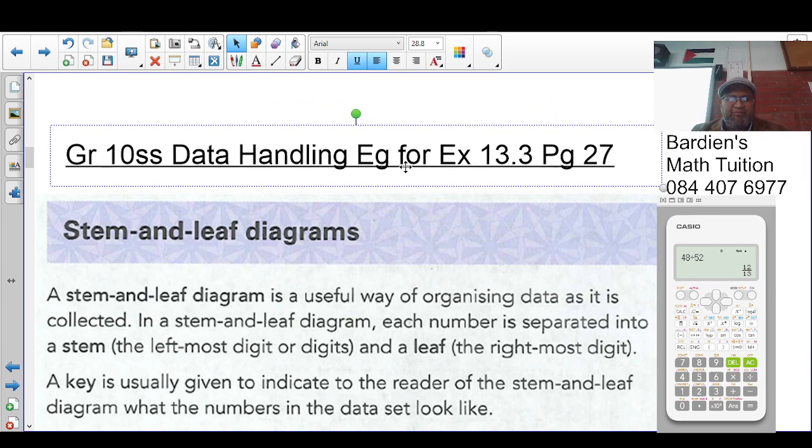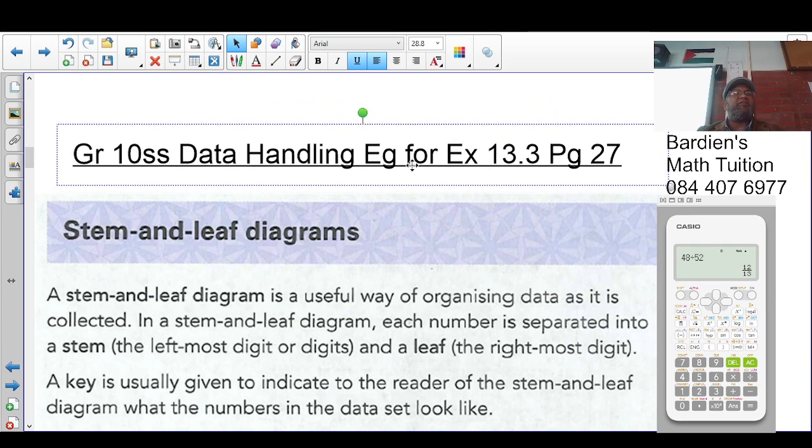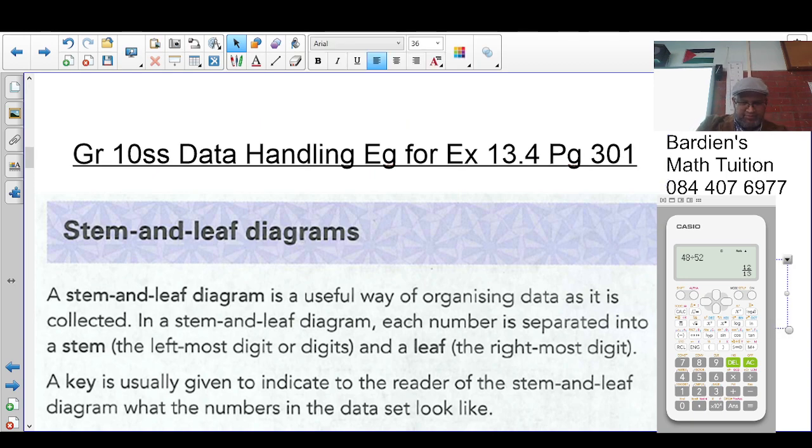So this was the examples for exercise 13.4. Is that correct? I'll check myself. Yep, it's 13.4. That's on page 301. That example on page 301. And the example was on page 300. Okay. So we read through this information here.